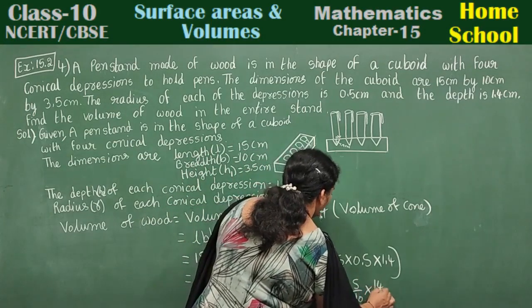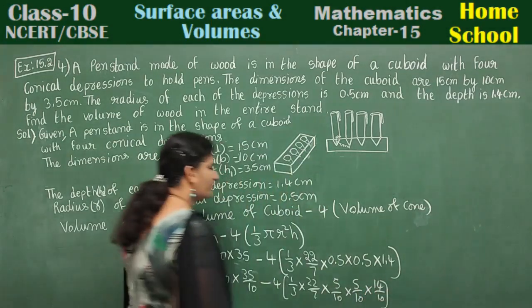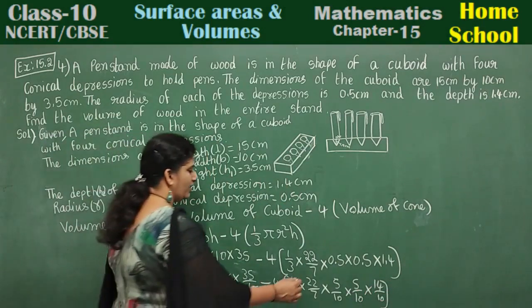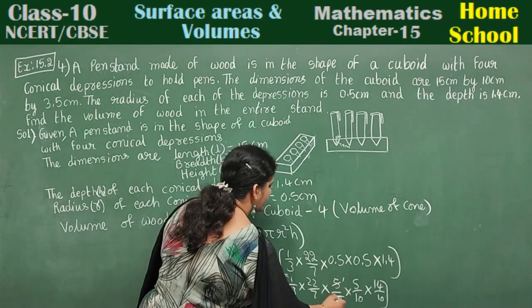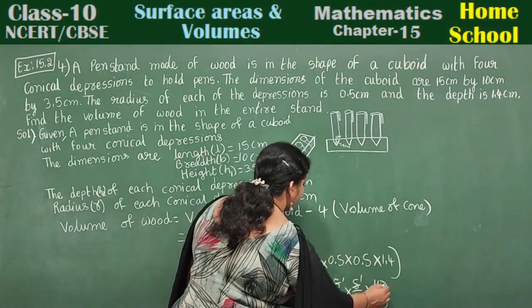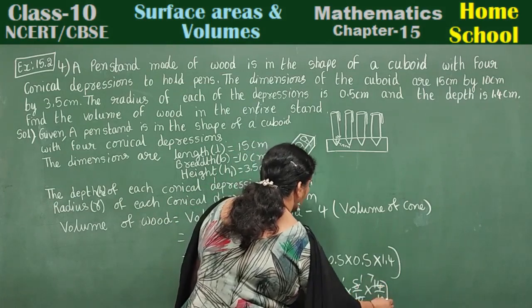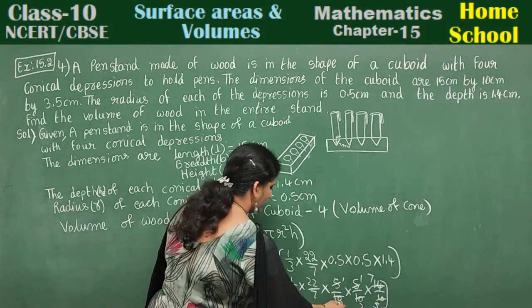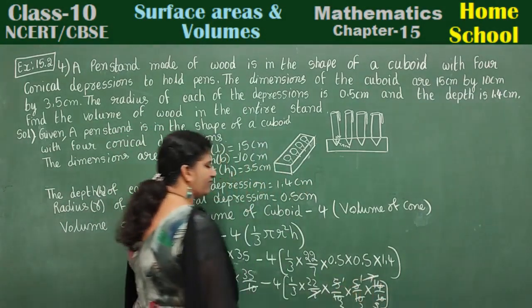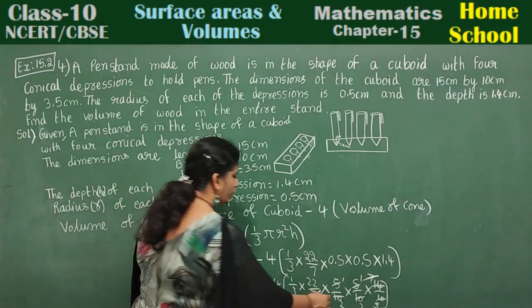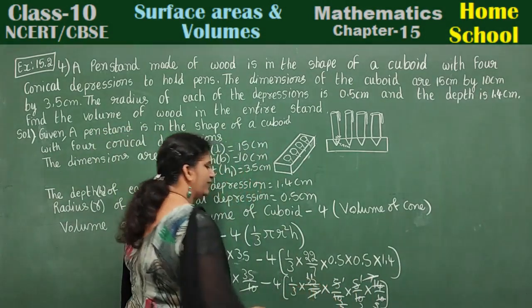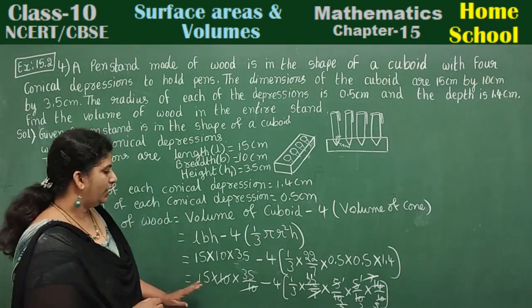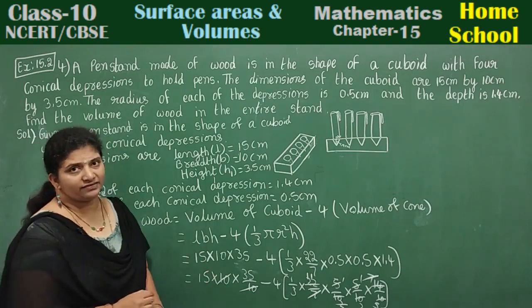5/10 into 14/10. Okay. This 10 will be cancelled. And here 5 1s are 5, 5 2s are 10, and here 2 7s are 14, 2 5s are 10. Now, this 7 and this 7 will be cancelled. 2 11s are 22. That's it. Is there anything here? No. Now look this side. 15 35s are.